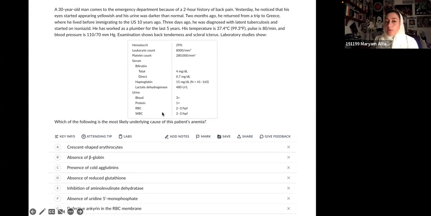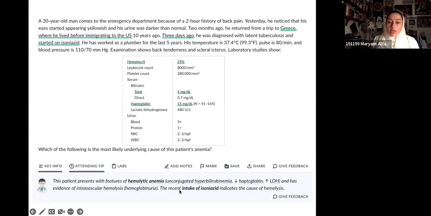Again, it's a scenario of a patient who's starting a new medication and suddenly has symptoms of jaundice, so symptoms of a hemolytic anemia. So yes, you guys are right. This is a G6PD deficiency. This patient presents with features of hemolytic anemia, which is high unconjugated, or indirect, hyperbilirubinemia, low haptoglobin, high LDH, and evidence of intravascular hemolysis, which is the hemoglobinuria. So there's blood in the urine. Recent intake of isoniazid indicates the cause of this patient's hemolysis.